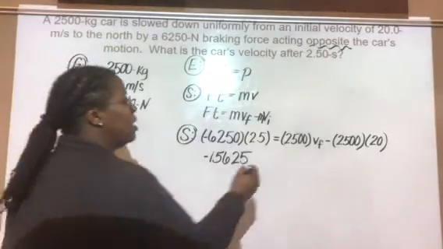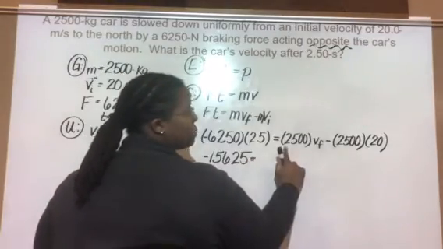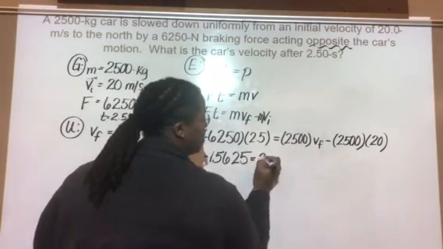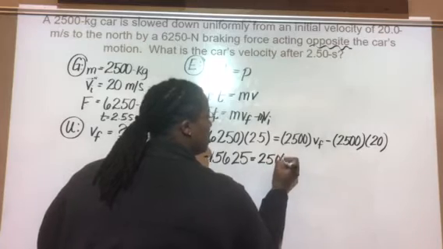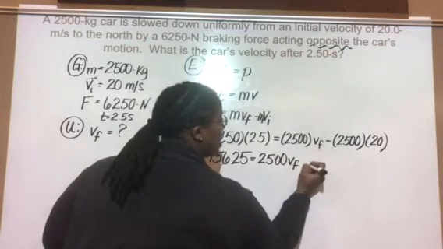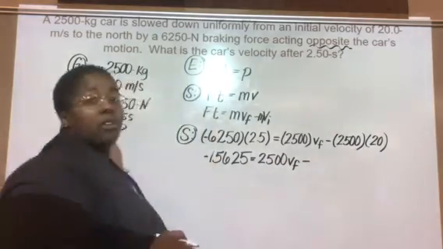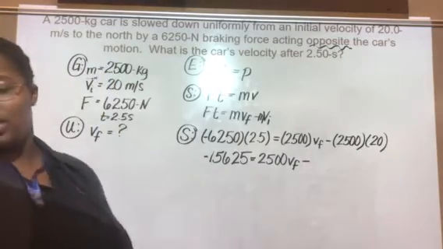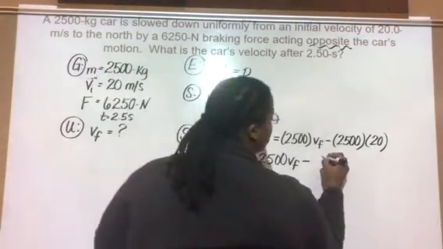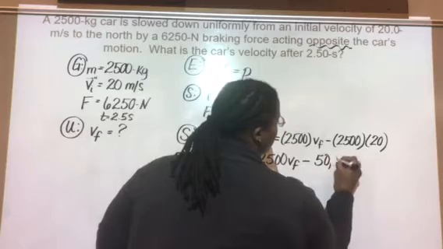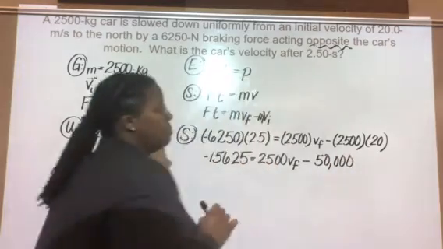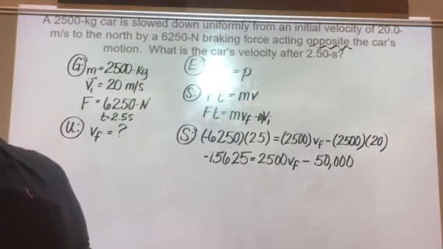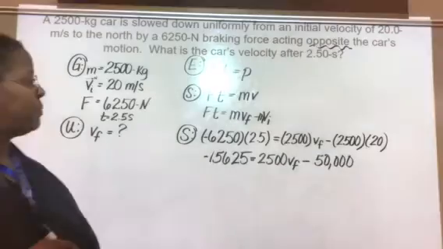All right? We will multiply 2,500 times your VF. And then we have 2,500 times 20, which should give us 50,000. Hopefully everybody is still with me and still feeling pretty good.